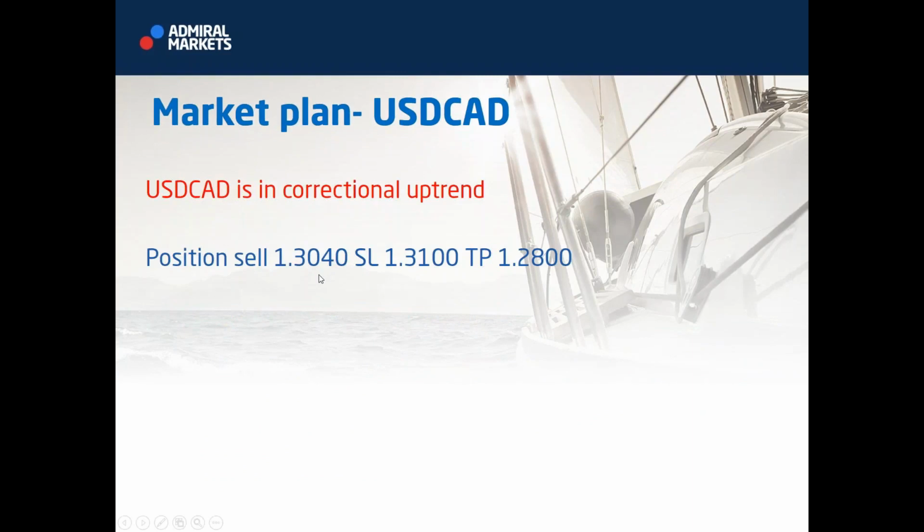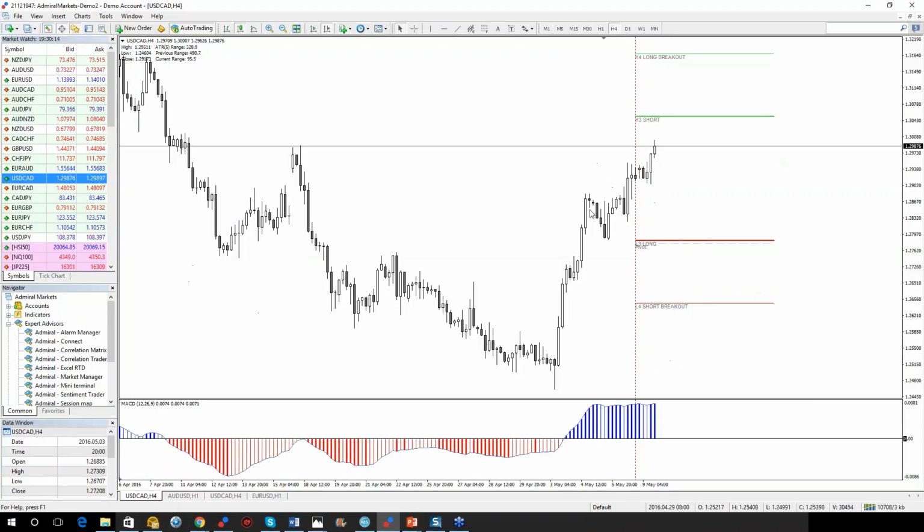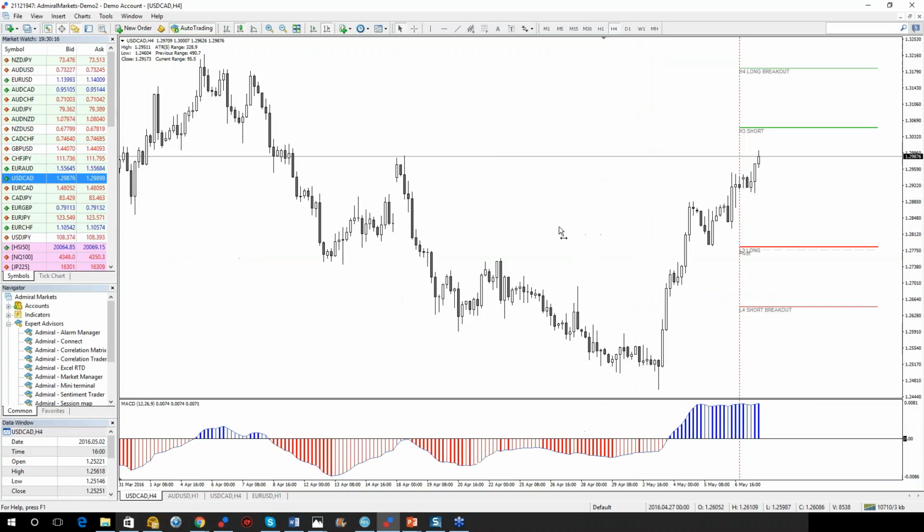Dollar CAD, what can I tell about dollar CAD? This is correctional uptrend, if you ask me. Well, clearly correctional uptrend on dollar CAD, and I will look to sell dollar CAD. 30.40 will be my sell position. Stop loss, 31.28 will be the target. Okay, so dollar CAD close to our sell spot.